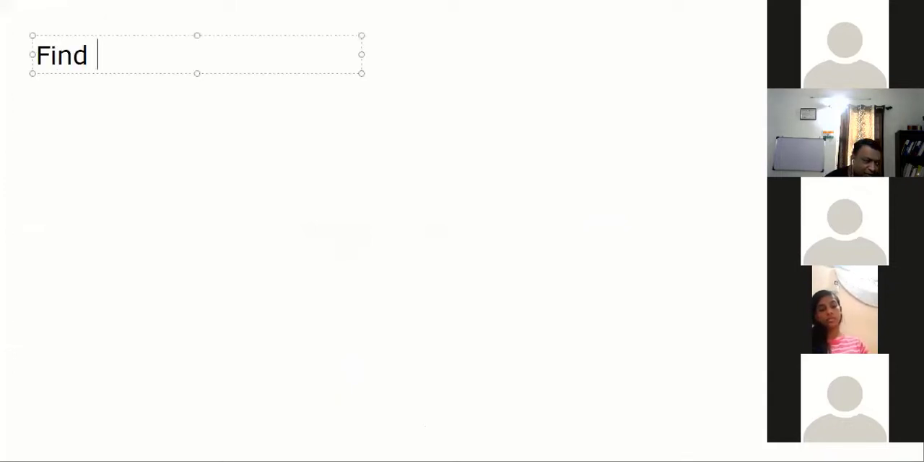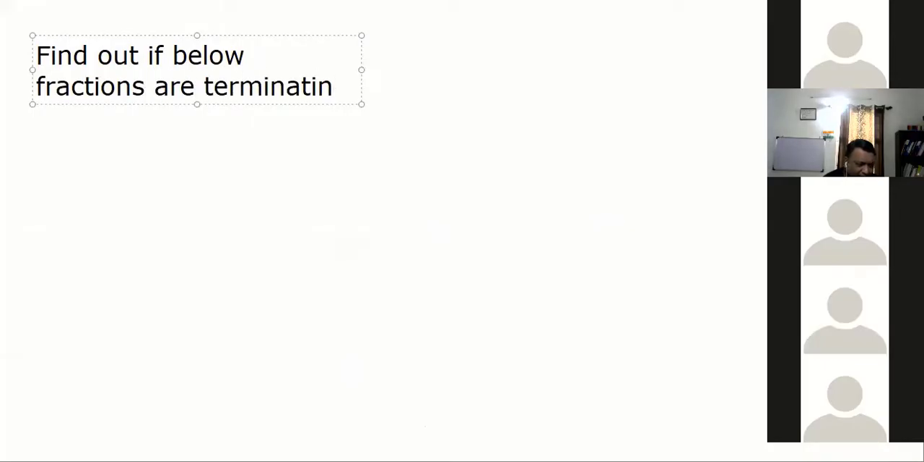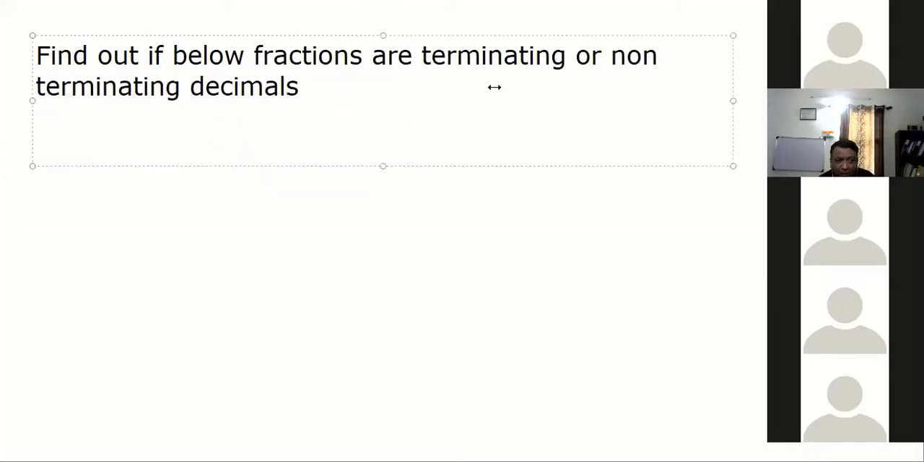Find out if the below fractions are terminating decimals or non-terminating decimals. जब आप solve करोगे without really dividing it, that is the question. You don't have to divide, you have to just see the property.